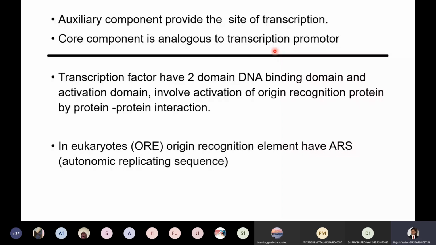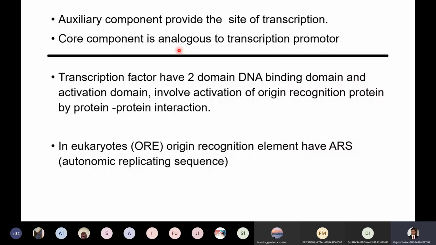So here in the eukaryotes, the core component is a part of the origin. The core component is analogous to the transcription promoter. That means it has the same function as the transcription promoter. What is the function of the promoter? To start transcription. And what is the function of the core component? To start the replication. So that is analogous. Analogous means the same function, that is, a starting function.